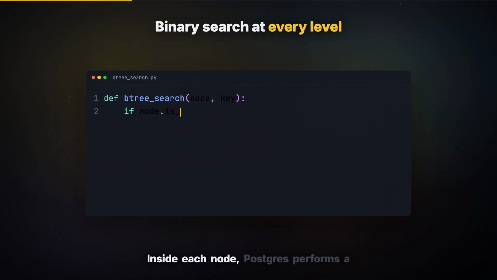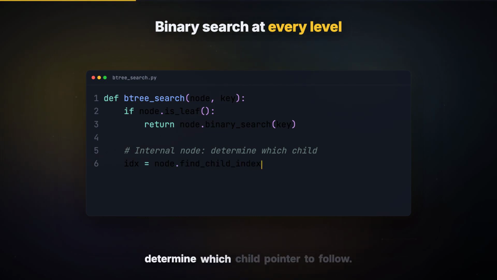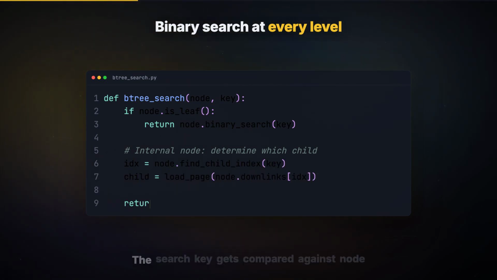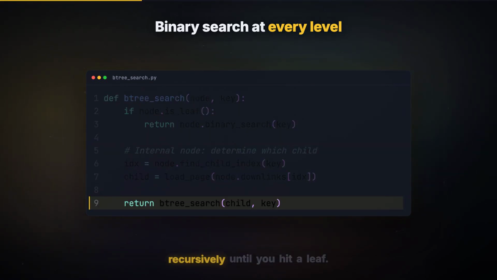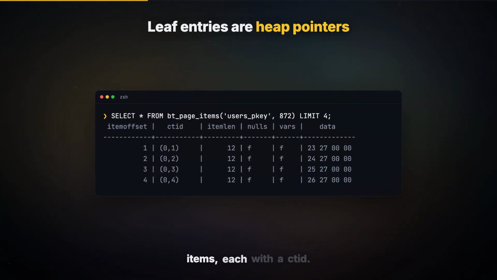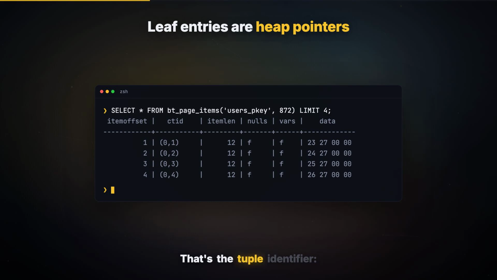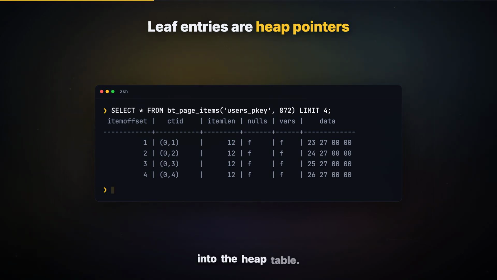Inside each node, Postgres performs a binary search among the stored keys to determine which child pointer to follow. The search key gets compared against node boundaries. This process repeats recursively until you hit a leaf. Inspect a leaf page and you see live items, each with a CTID. That's the tuple identifier, block number, and offset pointing straight into the heap table.